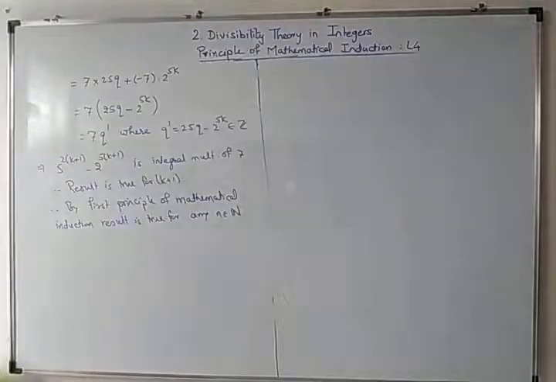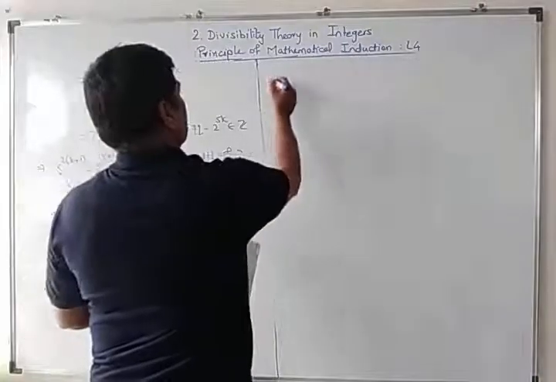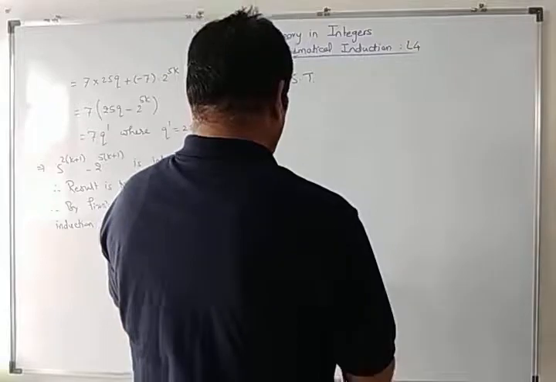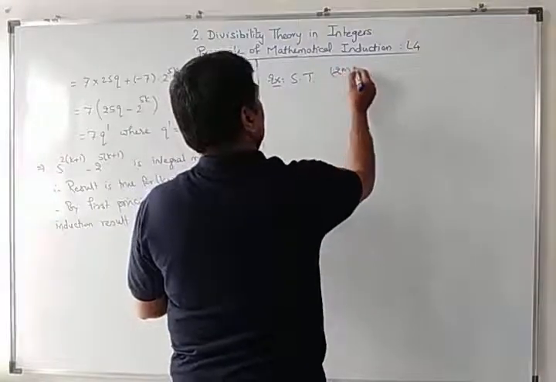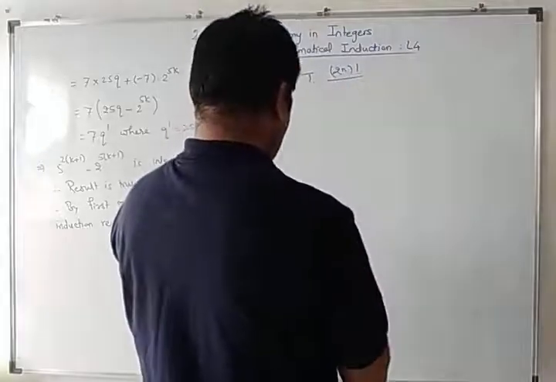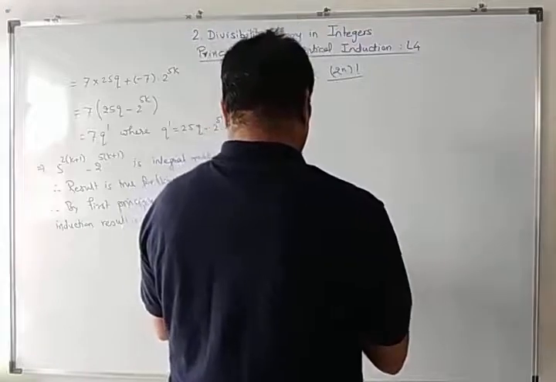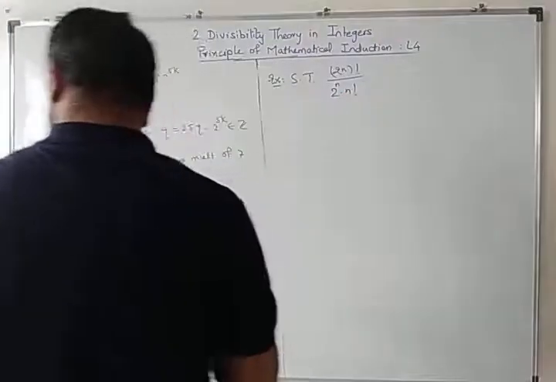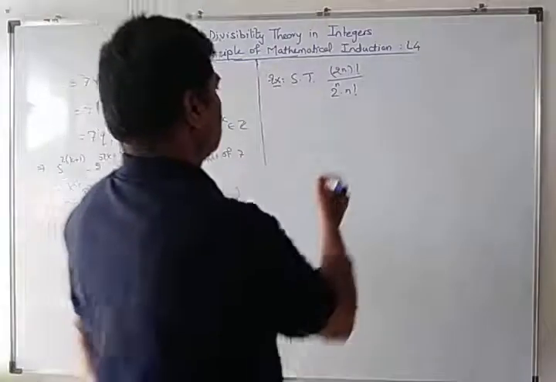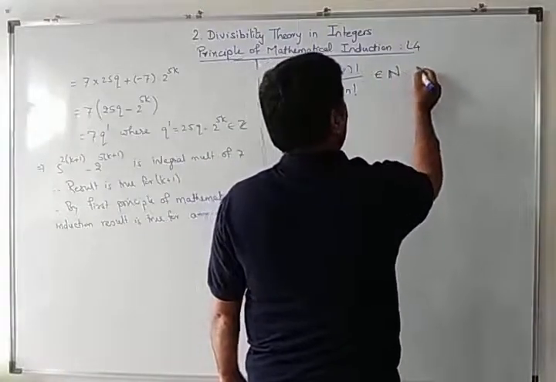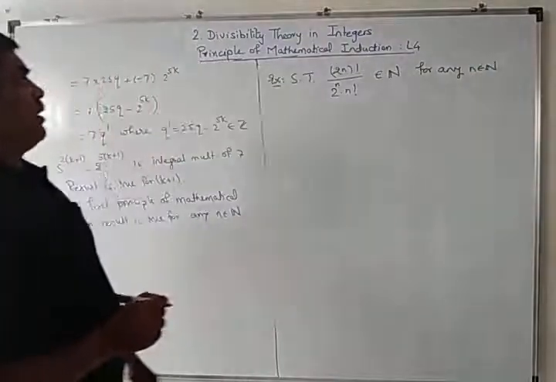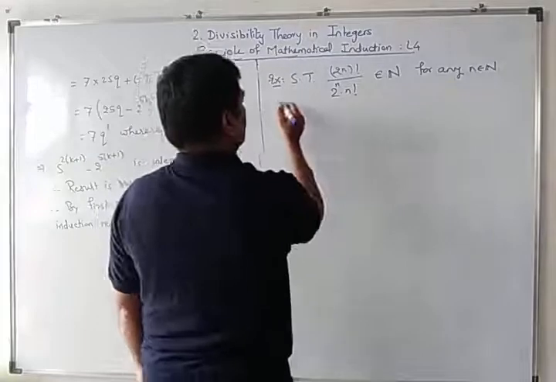Next example, show that 2n factorial upon 2 raised to n into n factorial belongs to N, for any n belongs to N. Solution.